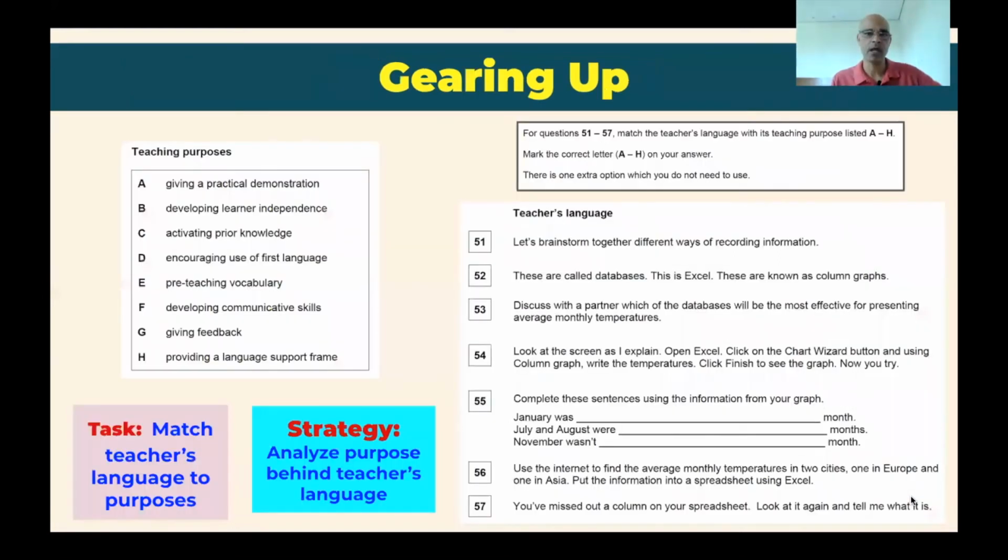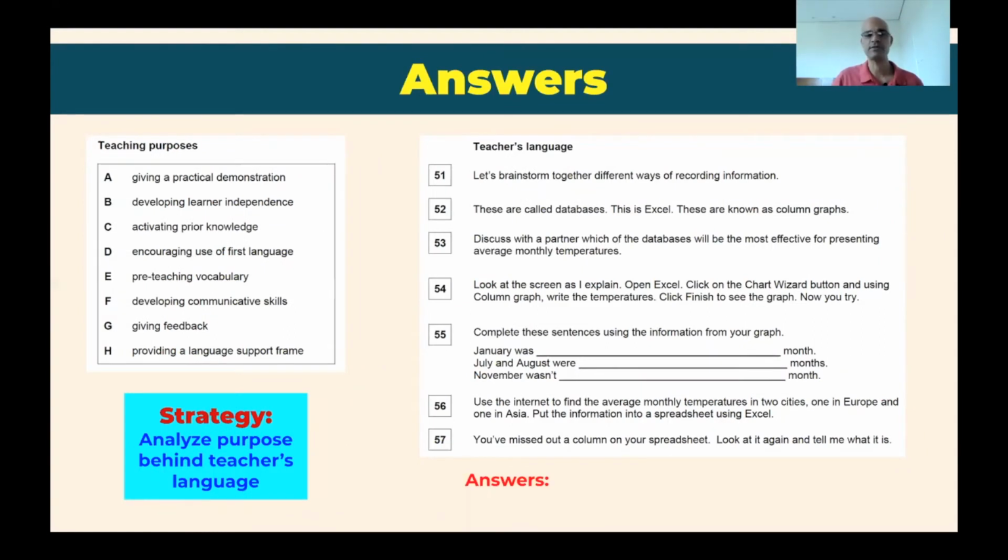So let's see here. Again, we have teaching purposes on one side, teacher's language on the other side. The task involves matching teacher's language to purposes. And the strategy is to analyze the purpose behind the teacher's language, right? And so we can figure out the use. So analyze the purpose. If we put these examples here on the table that we just saw, some of them would be under use and some of them would be under purposes because they're closely connected. So let's move straight to question 51 here.